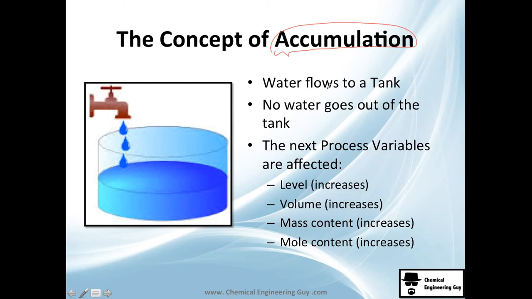Now, let me give you an example. We have a tank, and they tell you that water flows into this tank. As you can see, there's no outlet, so water doesn't flow out. It's going to accumulate, going up, up, up. And the next process variables are going to be affected. Probably you know the logical one, which is volume. And since the volume is increasing, the level of the tank is going to increase as well. And you know that volume is related to mass with density, so mass is also going to increase. And since moles and mass are related by molecular weight, we're going to increase the mole content also.